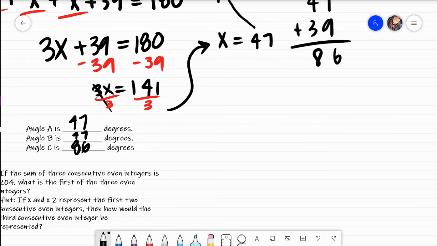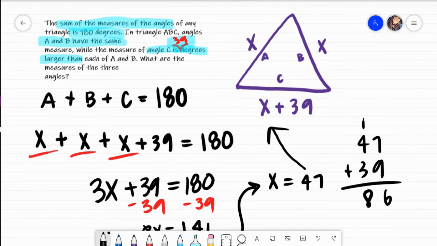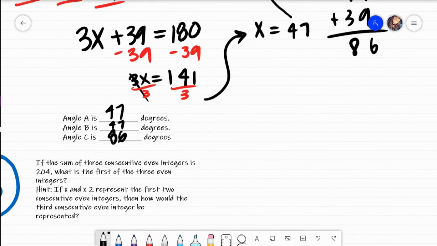Then if you wanted to check yourself, you could go back. If you actually add those three terms together, my problem told me that the sum of the measures of the angles is going to equal 180. So if I don't get 180, then somewhere I may have made a mistake.